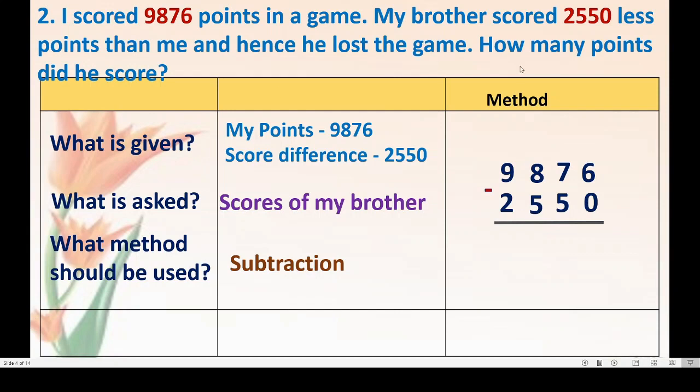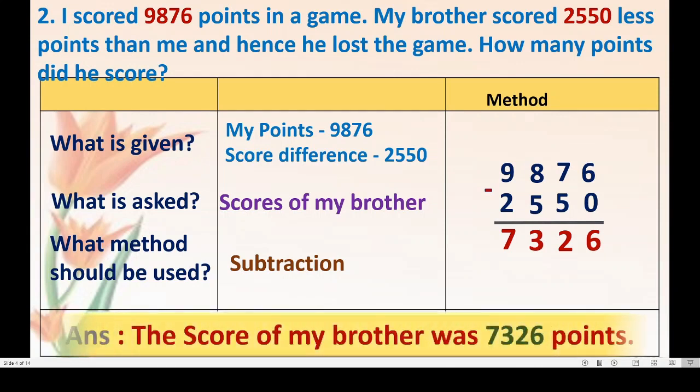Here we will begin our subtraction. 6 minus 0 is equal to 6. 7 minus 5 is equal to 2. 8 minus 5 is equal to 3. And 9 minus 2 is equal to 7. Isn't it? Means my brother scored 7326 points. Right? Here we have to write answer like this.